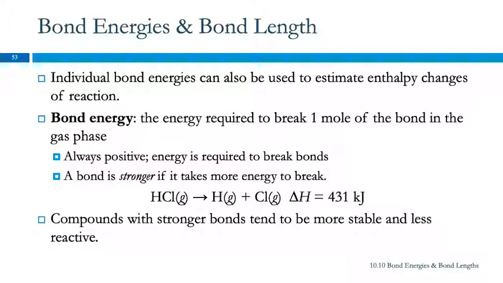So here we have an example of an equation showing the bond energy. We've got a hydrogen chloride molecule, and it's coming apart into a hydrogen atom and a chlorine atom, all in the gas state. Delta H for that is 431 kilojoules. So that's 431 kilojoules for 1 mole of HCl. So that's breaking 1 mole of HCl hydrogen chloride bonds.